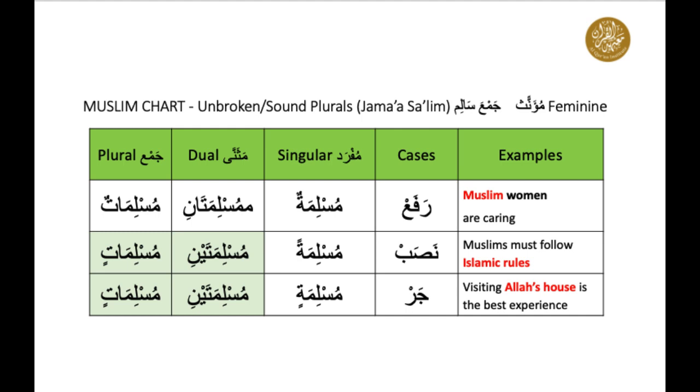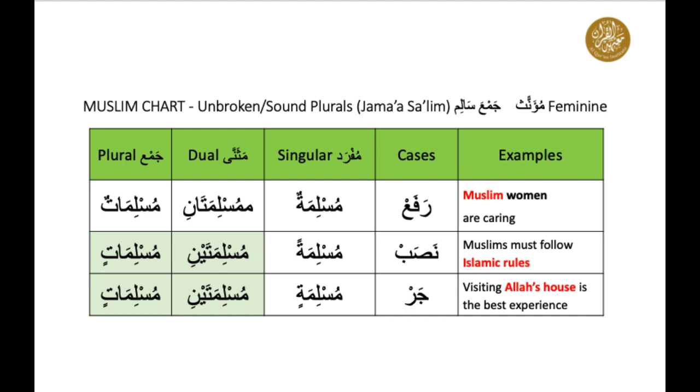Okay, let's look at the three different versions of noun, how they change from singular to dual to plural. Muslimatun is in marfu or rafa status with dhamma. Muslimatan is the nasab or mansub status with fatah. Muslimatin is the majroor or jar status with kasra.